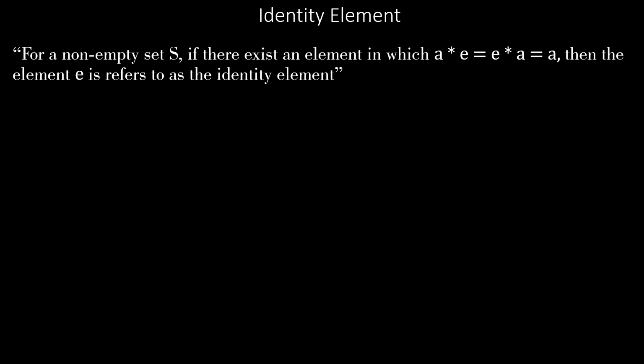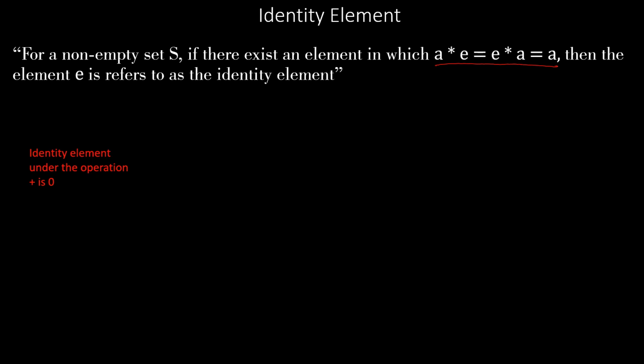The next property we are going to be looking at is the identity element. For a non-empty set S, if there exists an element A in which A asterisk A equals A asterisk A, and this answer is equal to A, then the element A is referred to as the identity element. To better illustrate this, we are going to use the operations addition and multiplication.